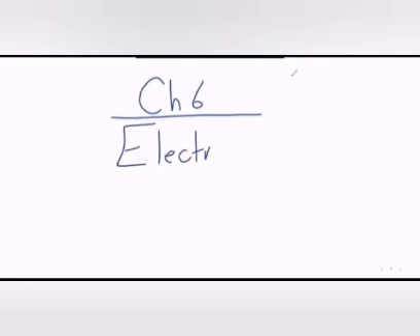Proceeding to chapter 6, which is electrolysis or electrochemistry. It is the branch of chemistry that discusses the effect of electric current on ionic compounds, how the splitting of ions happens and how ions get discharged at different electrodes.